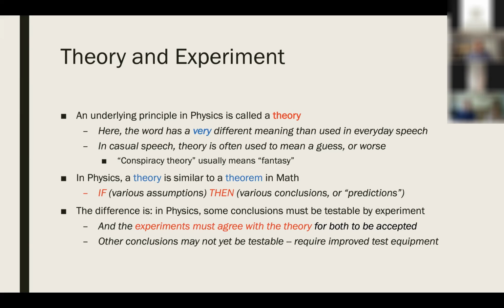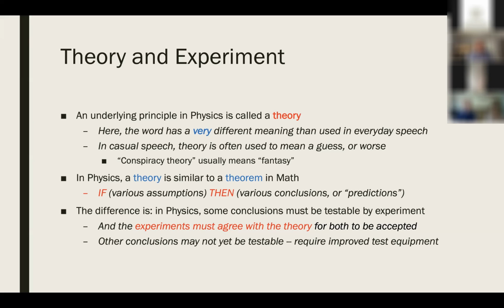But in physics, a theory, it's no coincidence that it sounds very similar to the word theorem in math. The structure of a physical theory should look rather familiar. You start off with if, and then you make various assumptions or postulates. Then you draw various conclusions, except in physics, they're more likely to be called predictions. The essential difference between physics and math is at least some of your conclusions have to be testable by experiment.